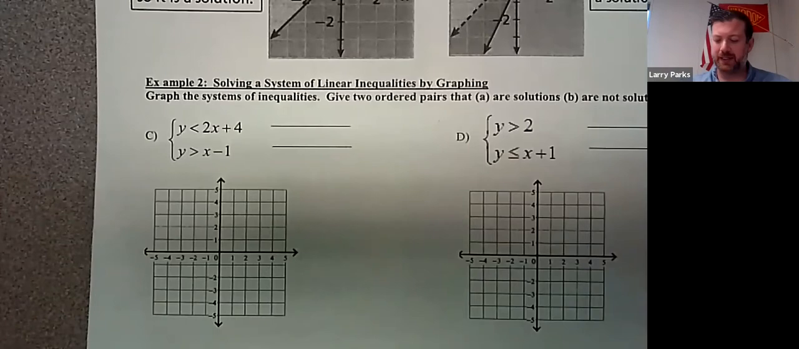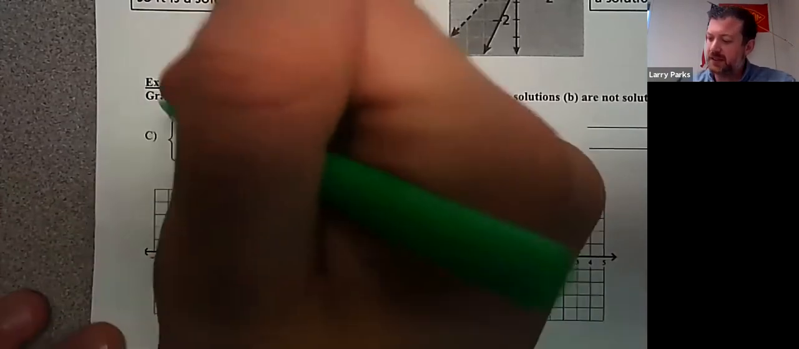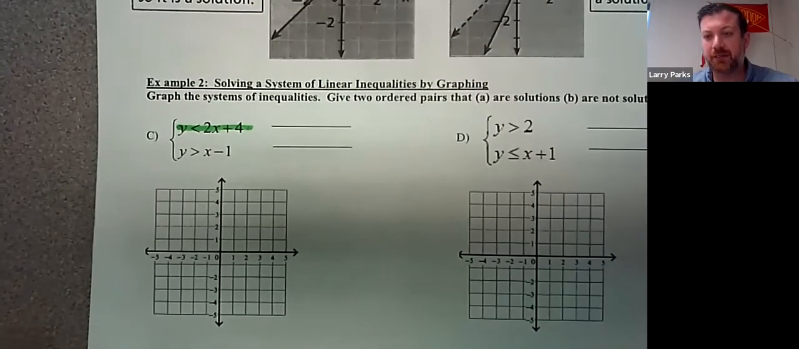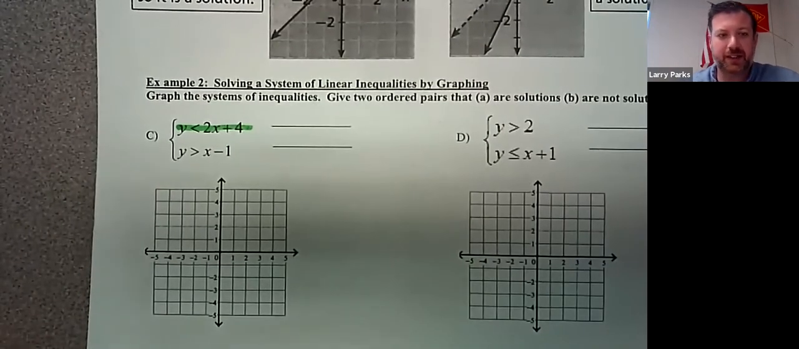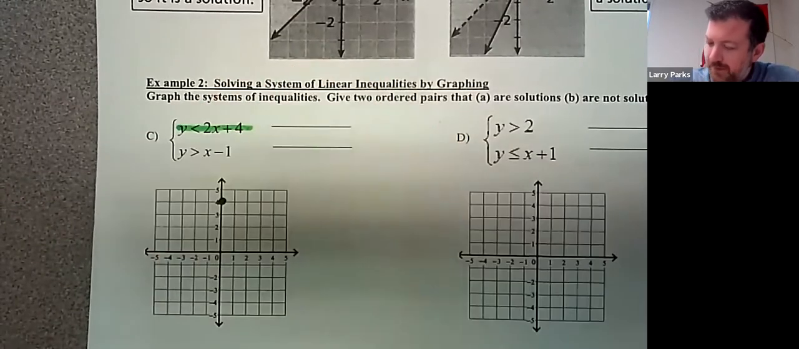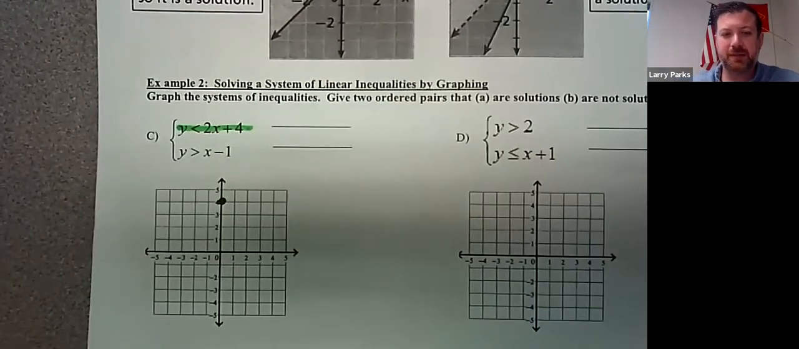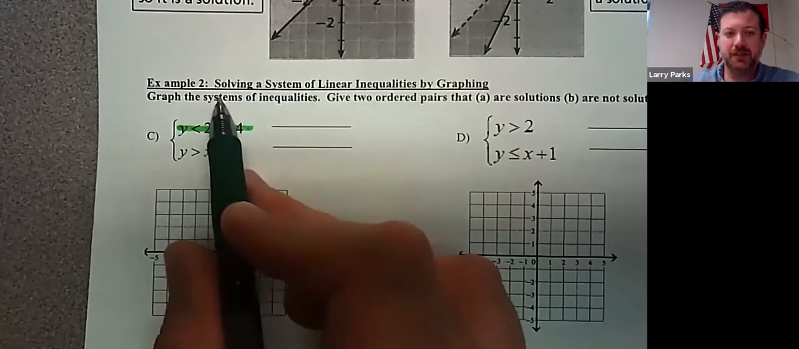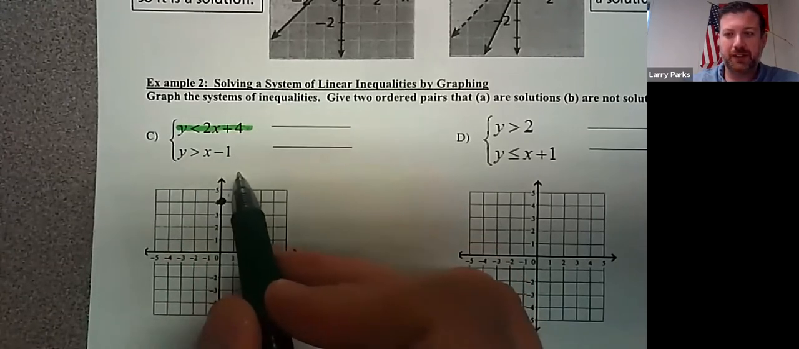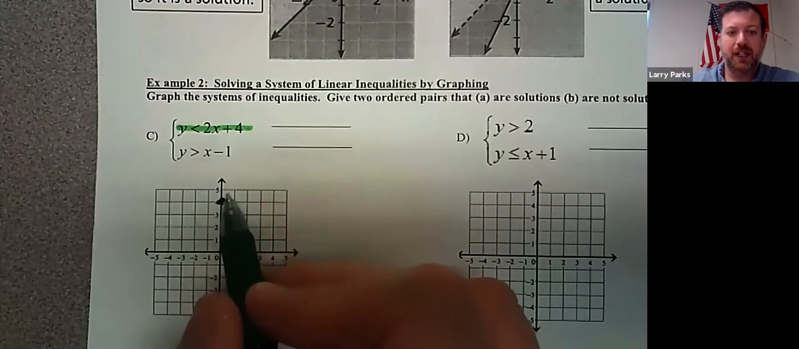So let's start with y is less than 2x plus 4. It's already solved for y. You graph it just like you're used to. You start at 4. 4 is the y-intercept. And you go up 2 to the right 1. So you're going to go up 2 to the right 1 for the slope of 2.